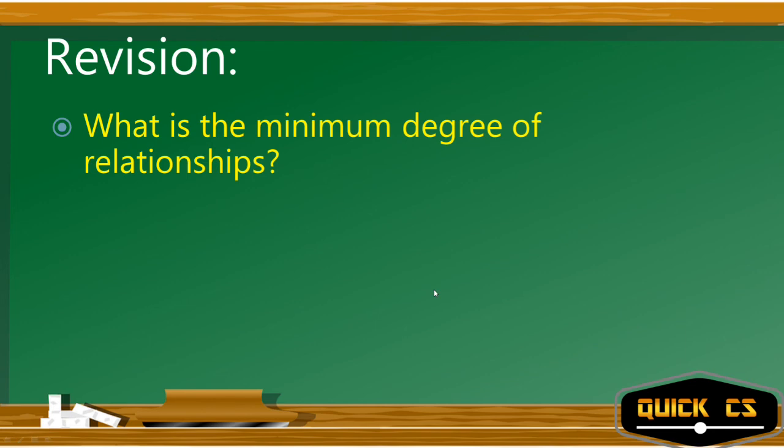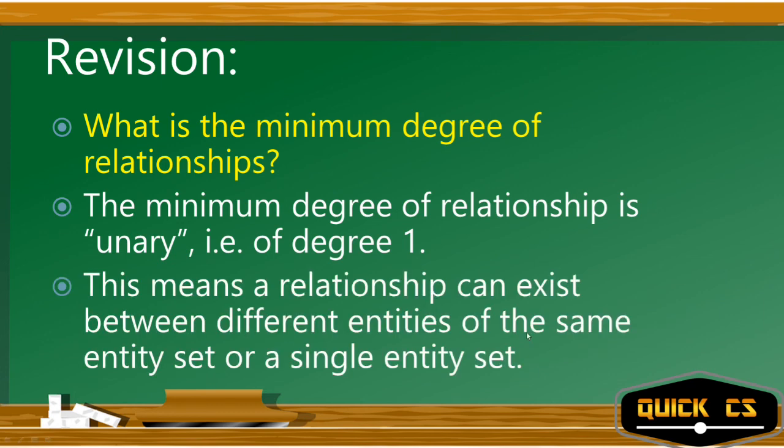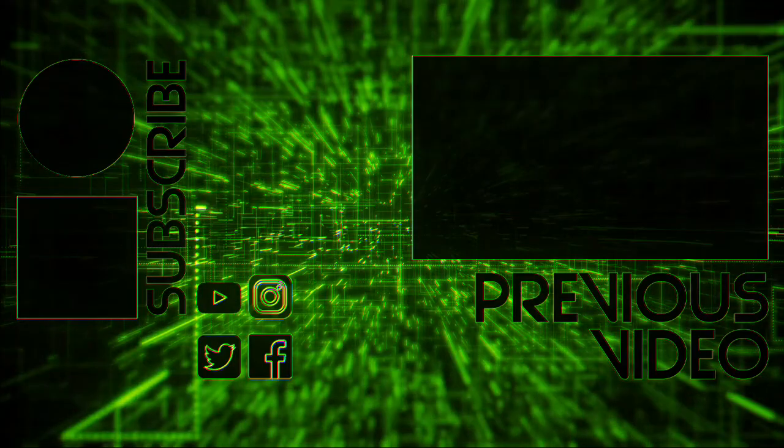The next thing is, what is the minimum degree of relationship? The minimum degree of relationship is unary, that is of degree 1. Alright, and this means that the relationship can exist between the different entities of the same entity set or a single entity set. So that's it for today, guys.